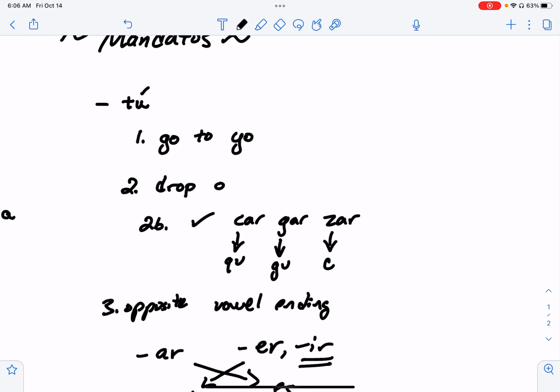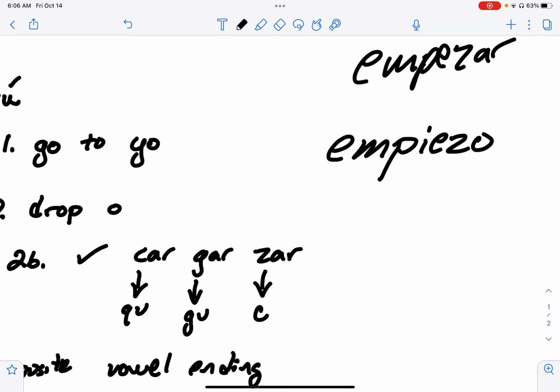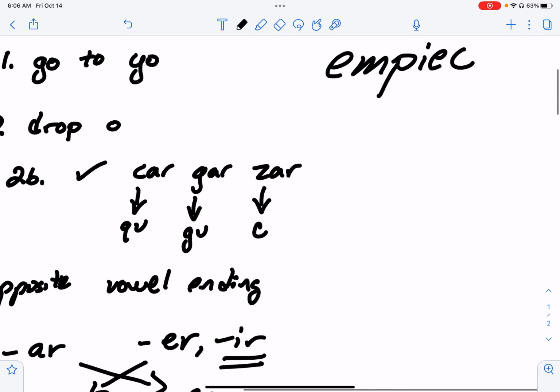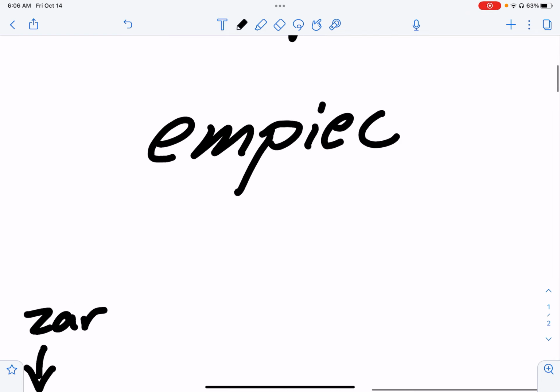Let's do the verb empezar. So go to yo. The present indicative yo form of empezar is empiezo. Then I drop the O, empiez. Then I check if it's a car, gar, zar, and it is. It's a zar. So I'm going to change the Z to a C. And then I'm going to add the opposite vowel ending. And because it's an AR verb, the opposite vowel ending is ES. So I end up for my command with no empieces. Don't start. No empieces.